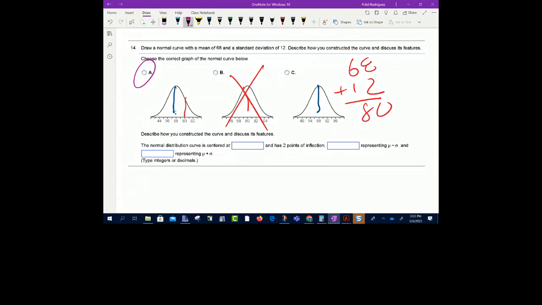Okay, it says the normal distribution curve is centered at, what do we say our center was? 68, right? And it has 2 points of inflection. This one here is 80. That's going to be the bigger one. What is the smaller one? There you go. Because one of them is 68 plus 12, and the other one is 68 minus 12. And there you go. Y'all won 14 on the test too, right? Because that's kind of a neat one too. Not too difficult to do.